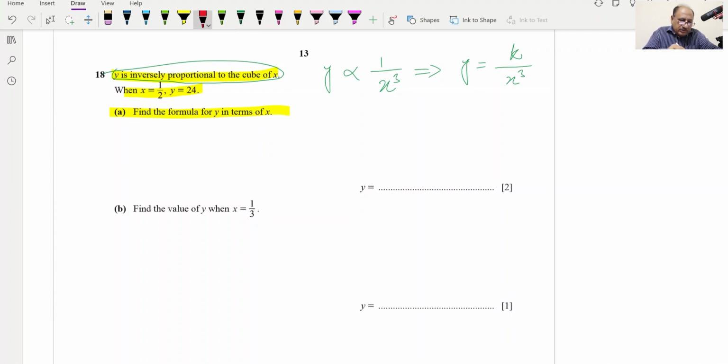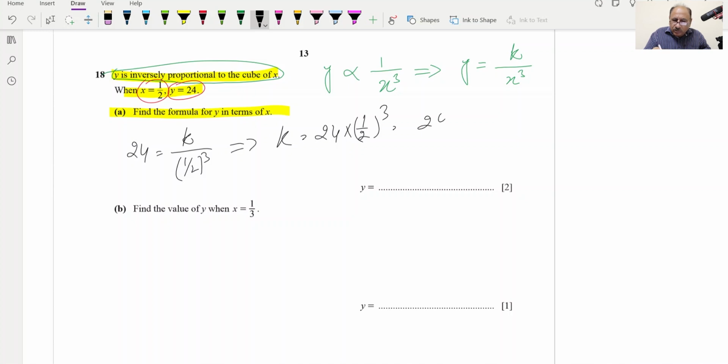Now we can use these values. x is equal to 1 by 2 when y is equal to 24. So this implies the y value is 24, so k over the x value, which is 1 by 2 cubed. This implies k will be equal to 24 multiplied by 1 by 2 cubed, and this will be equal to 24 multiplied by 1 by 8, and we can cancel. 8 ones are 8, 8 threes are 24, and our answer will be 3.